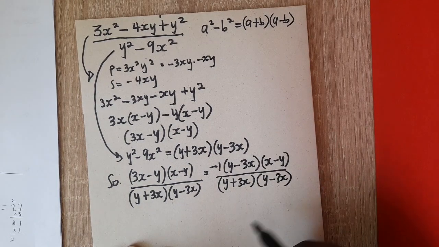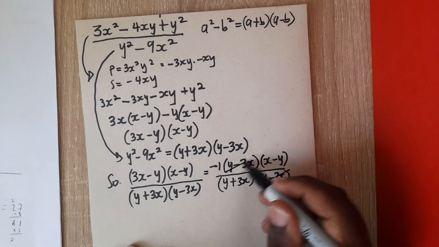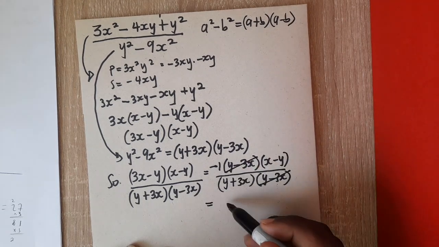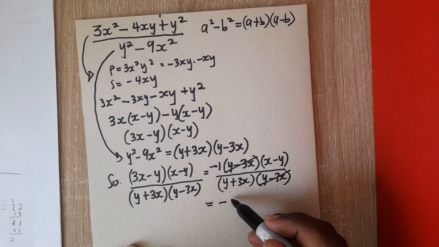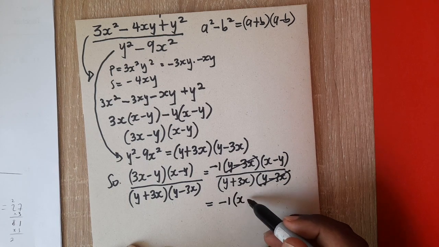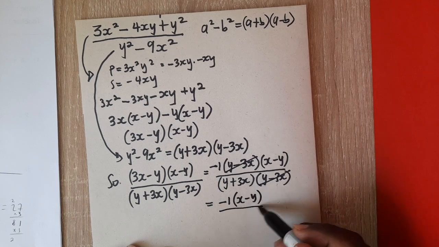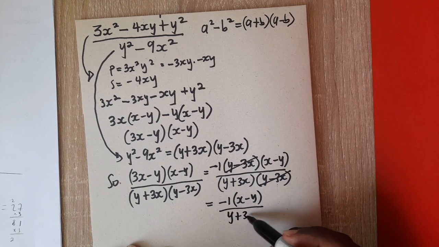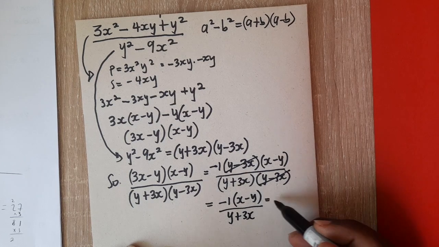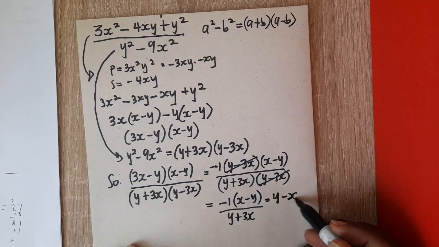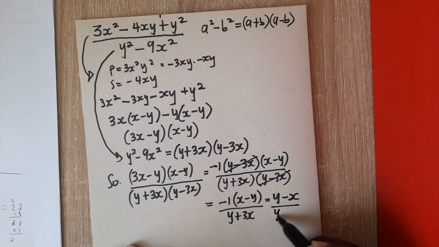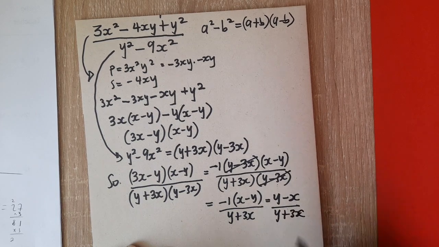But now we notice there are two parentheses that are the same. So those two parentheses will cancel each other. And then we have -1 in the numerator, parentheses x minus y, and in the denominator y plus 3x. And then here it's optional. You can multiply that -1 times whatever's in the numerator to have y minus x, and in the denominator y plus 3x.